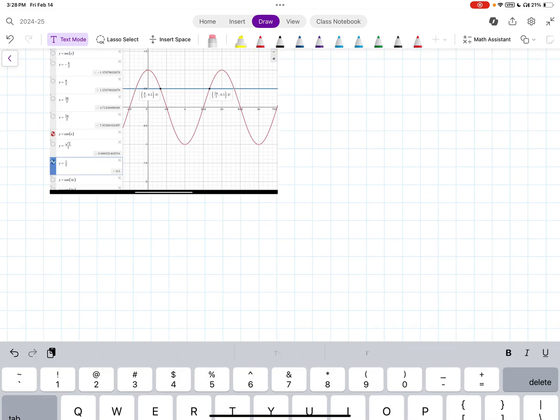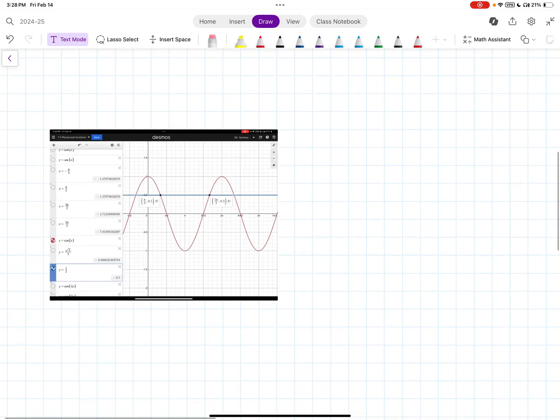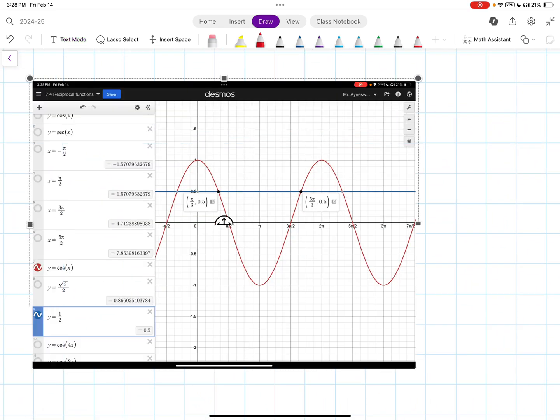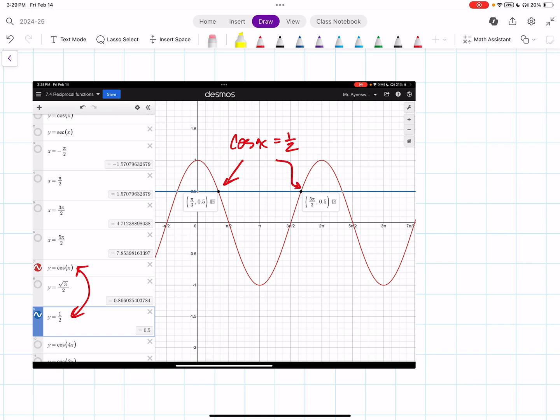There we go. So I'm just illustrating what you should be doing when you're checking work at home when you're not with me. Notice here that the cosine function is equal to 1/2 right through here at pi thirds. So cosine x is equal to 1/2 at pi thirds and at 5 pi thirds. Just take a look at the solutions right here, the angles.